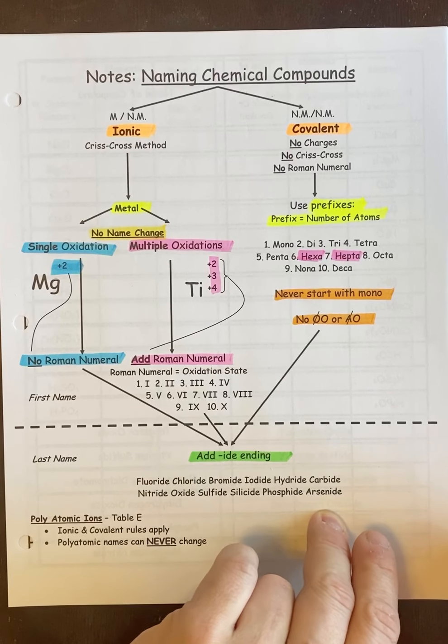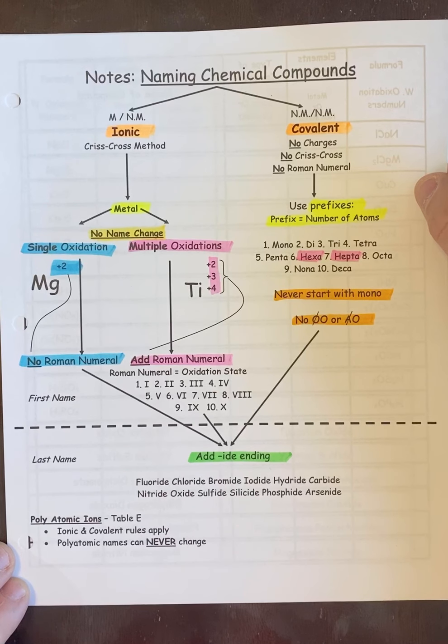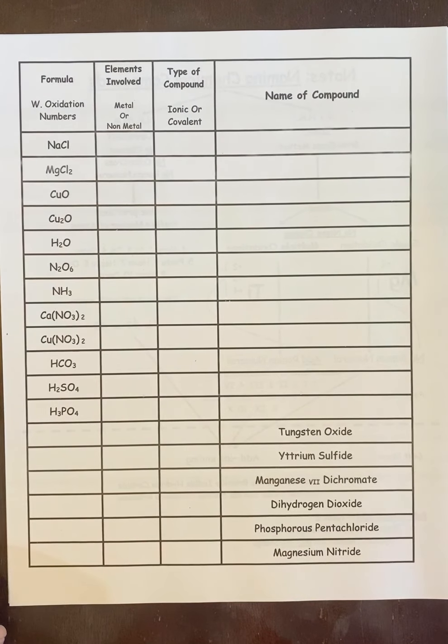So what I want you to do is, if you have this printed out on 2 pages, that would be great. If not, take a picture of this front page and then keep it out for the back page so that you can follow along with the flowchart. So let's do the ionic ones first.